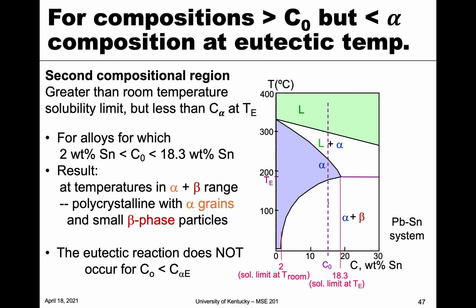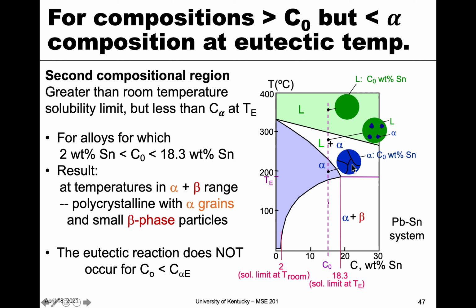Let's look at a more practical composition range though. So now we're above any room temperature solubility limit, but we're below the max solubility here at the eutectic. So we're at this composition. So for this particular diagram, it's between 2 and 18.3 weight percent. So this is the 18.3. So now what we're going to see is we initially see a liquid right up at the high temperature. And then in this region, we precipitate alpha, just like we've seen before. And below that, all of the liquid is gone, so we just have alpha.